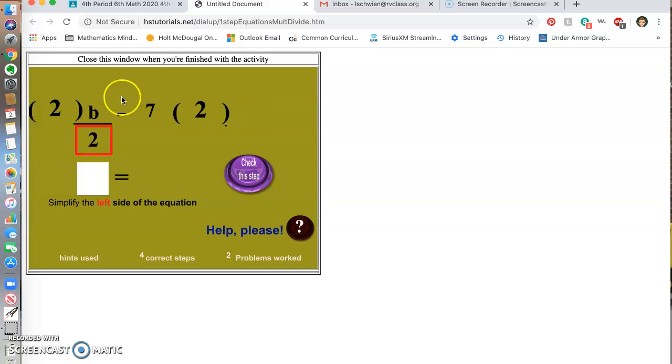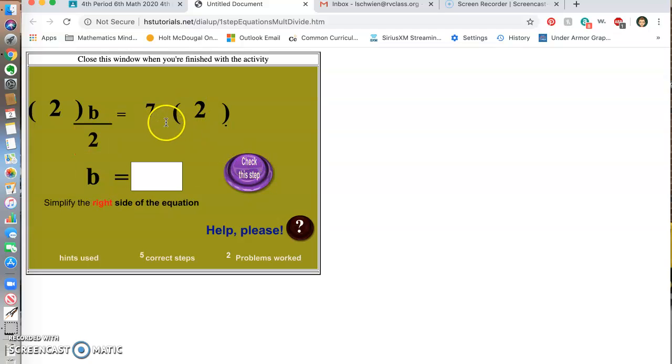Check this step, and if you cancel those out, put a 1, cancel that out, put a 1, and you're left with b. So you've simplified the left side of the equation. Over here, very simply, it says 7 times 2, and you know that that equals 14. My favorite number.